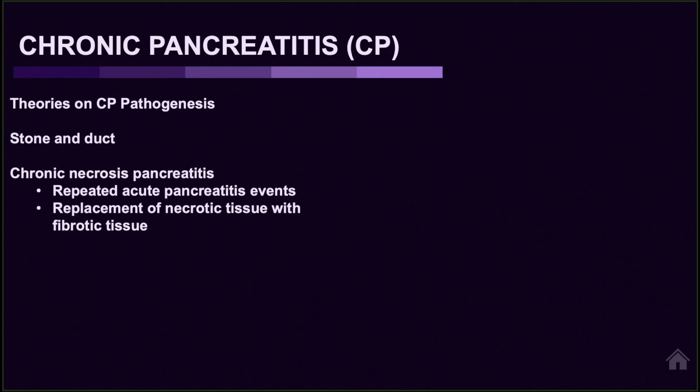There are two main theories on the pathogenesis of this disease. One theory is that it's due to impaired bicarbonate secretion, which isn't able to meet the demands of increased secretion of pancreatic enzymes. And what happens then, we see the abundance of these proteins combine to form plugs within the lobules and the ducts. So then we end up with this stone and duct theory.